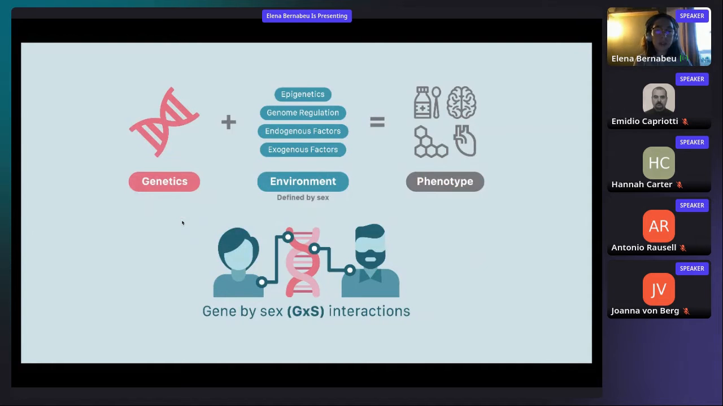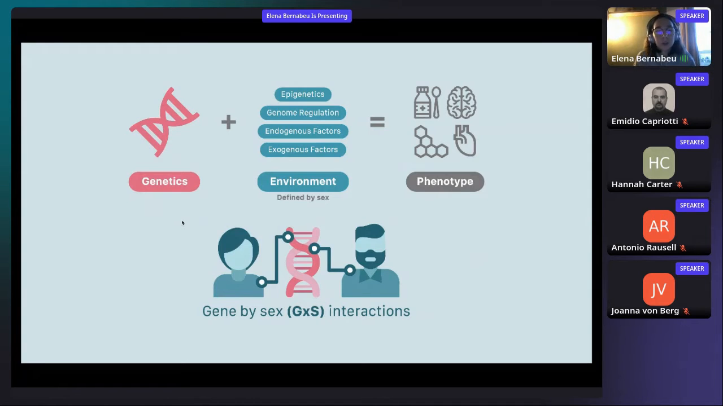However, if we really wanted to simplify it, you could say that there's your genetics and then there's everything else in this classic gene plus environment equals phenotype framework. Except here, our environment would be everything that is defined or correlated with our sex. So things like epigenetic differences, things like genome regulation differences, and things like hormones, all of these things could potentially be interacting with our genetics to lead to some of the variation in phenotype and some of the differences in phenotype that we're observing. So essentially, this is just a framework to think about the problem.